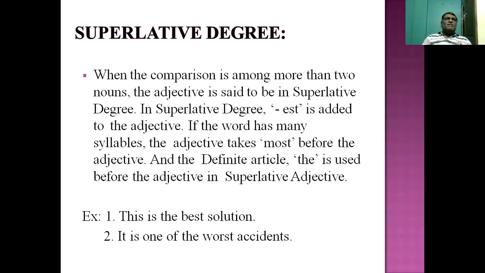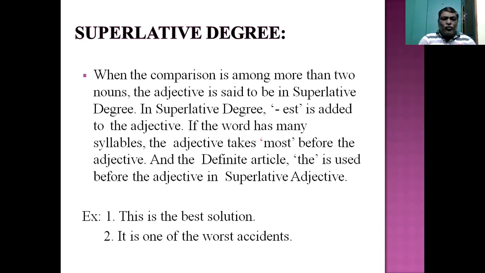For example, this is the best solution. Whenever you use superlative degree, there can't be anything better than that. Then only you must use, this is the best solution. Means there can't be anything better than this. This is one of the worst accidents. This could be the worst accident that has ever happened. There can't be any other, worse than this. In that case only, we are going to use superlative degree. That's how we are going to use positive, comparative, and superlative degrees.